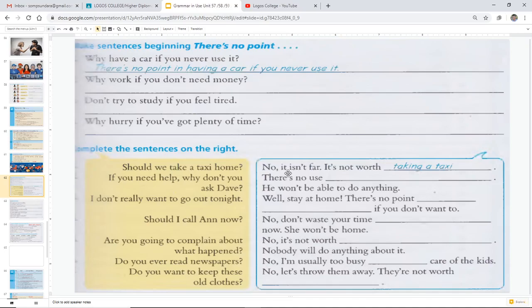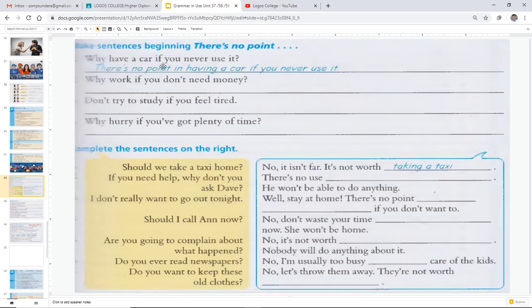All right, let's look at this. Exercise 61.1. Sorry about the print. The book, the PDF file I have is not too good. All right, it says, make sentences beginning, there's no point. All right, let's do this one together.